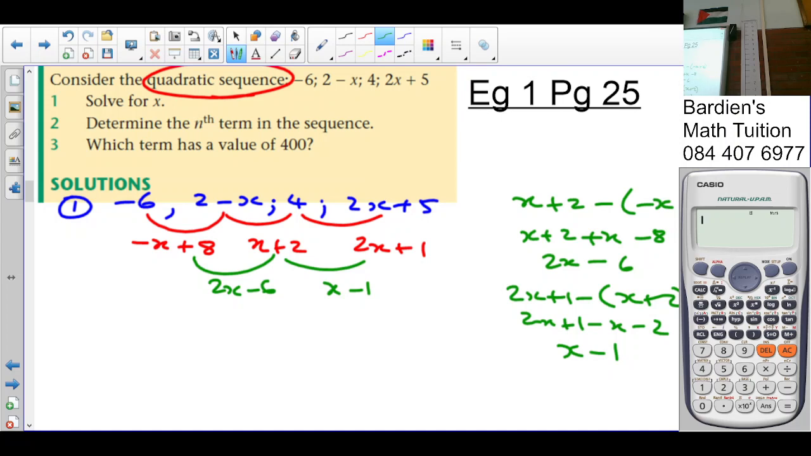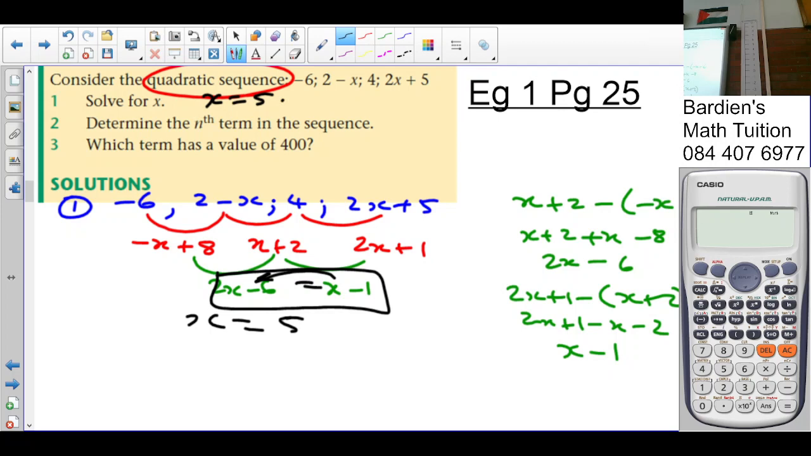What is exclusive to quadratic patterns is that the second common differences are equal to each other. So in other words, 2x minus 6 equals x minus 1, and x would simply be equal to 5. So x is equal to 5.